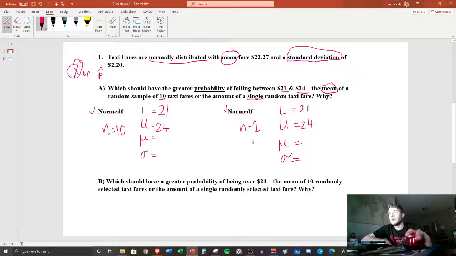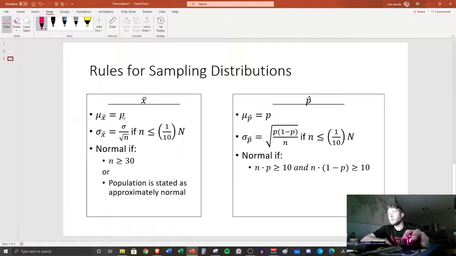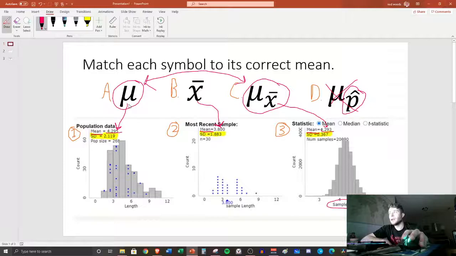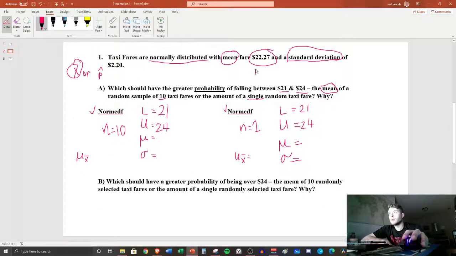Okay. Now, what are the means of these distributions going to be? So mu of x bar, right, for each of them. Mu of x bar. What is that going to be? Well, we have our rule for that. It's this top one right here. It's always going to be equal to the population mean. Well, this right here, this 22.27, just like we did for the bell work, we're able to identify that as the population mean. This is mu.